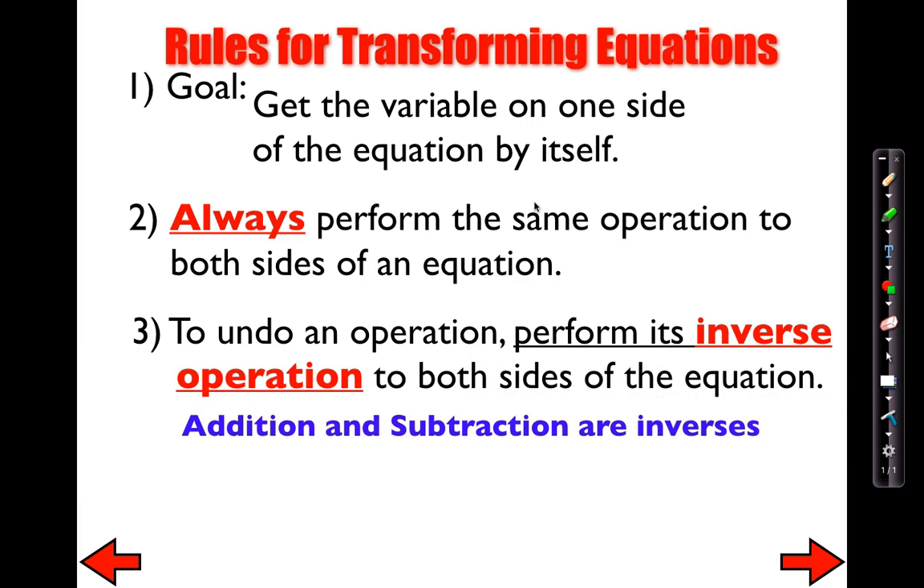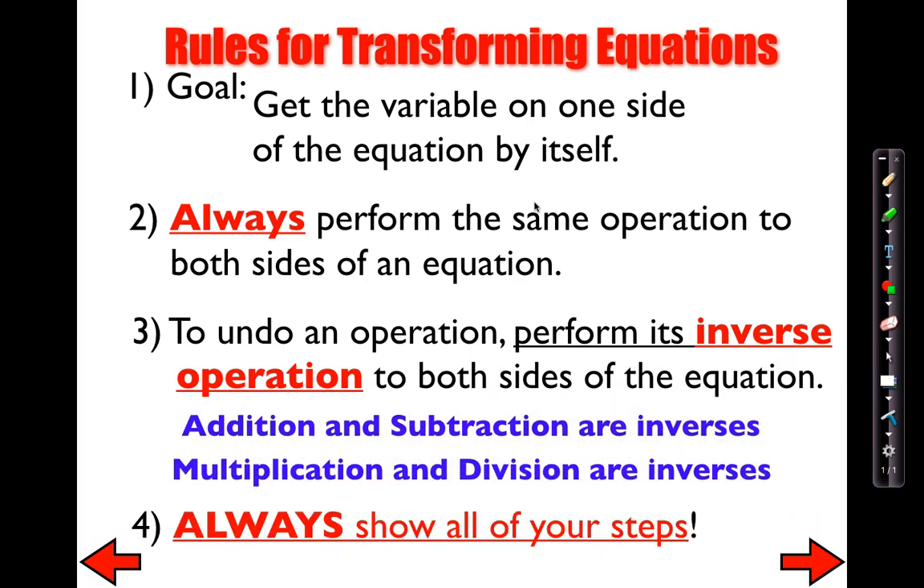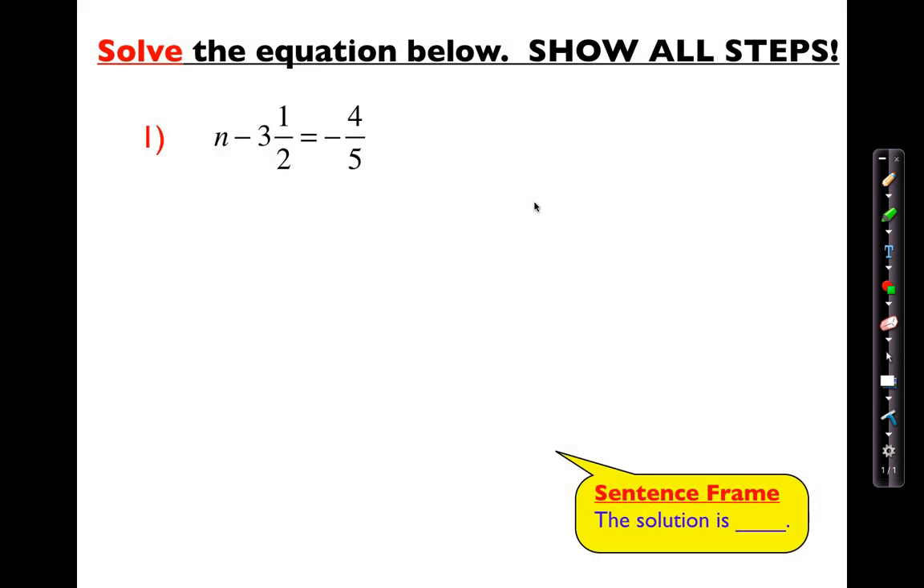So remember, addition and subtraction are inverses, multiplication and division are inverses. And last but not least, please make sure you always show all of your steps. So here we go. Number 1, we have n minus 3.5 equals negative 4/5.